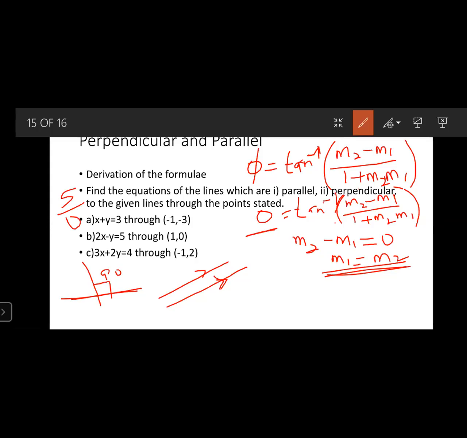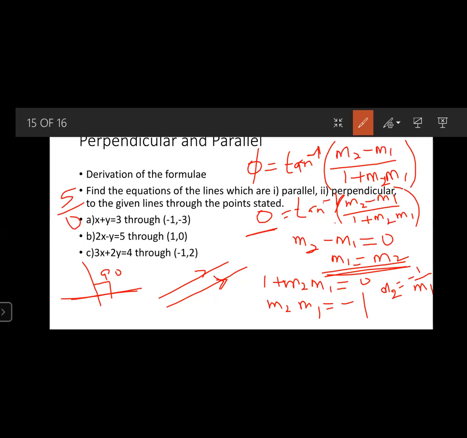So we have to equate the denominator to 0. If you equate the denominator to 0, we have 1 plus M2 M1 equals 0. So M2 M1 will be equal to minus 1. So you can now say that M2 equals minus 1 over M1, and at the same time, M1 M2 is the same thing as minus 1 over M1.